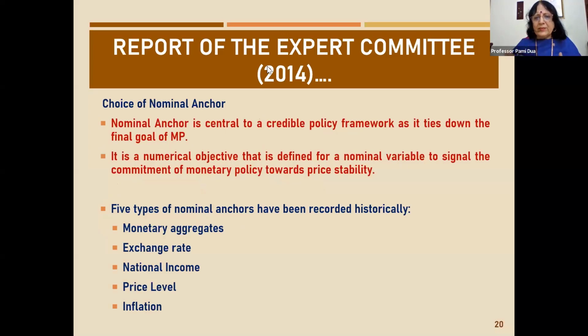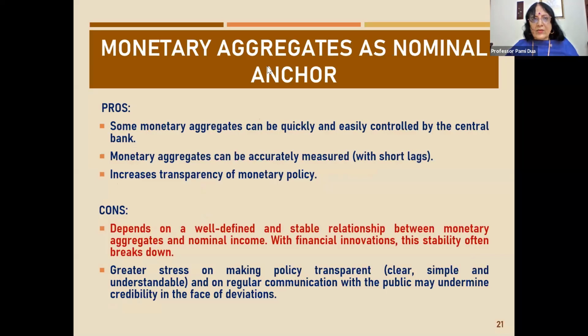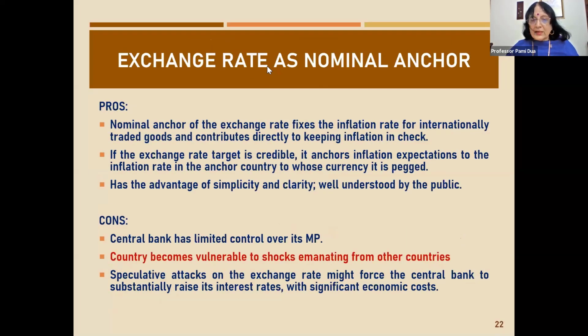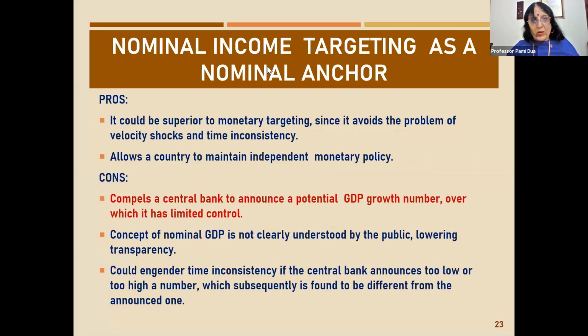Just to give you a little bit of background, the nominal anchors that were discussed by the committee were monetary aggregates, exchange rate, national income, price level, and inflation. For monetary aggregates, the committee rejected this as a nominal anchor because the money demand function is no longer stable. Exchange rate it rejected because the country then becomes vulnerable to global shocks, which we don't want.